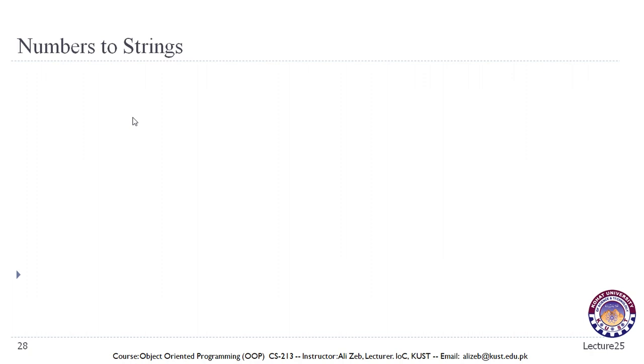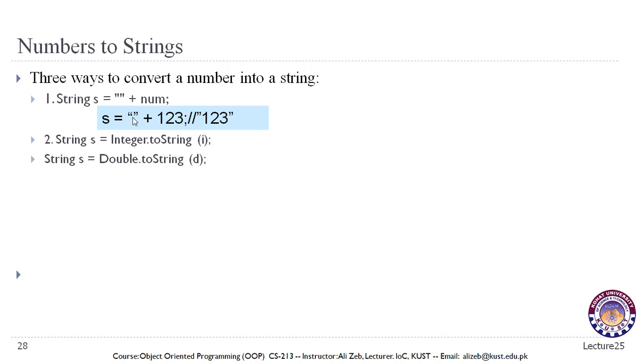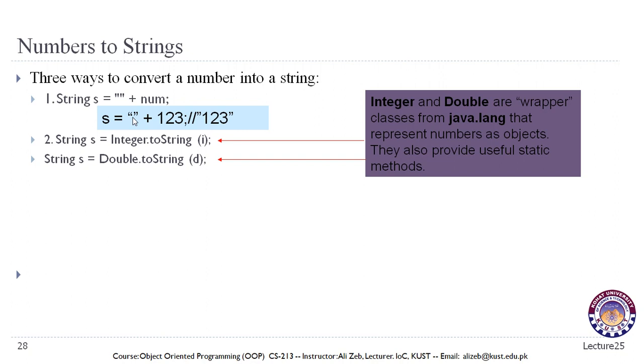Finally, if you want to convert numbers to strings, there are three ways to convert a number into a string. One is by adding it to a string. If you add it to an empty string, the number will be converted to a string. You can use the wrapper methods, for example Integer.toString, and then you pass the number that will be converted to a string. For Double.toString, d is the number, it will be converted to a string and stored in s.